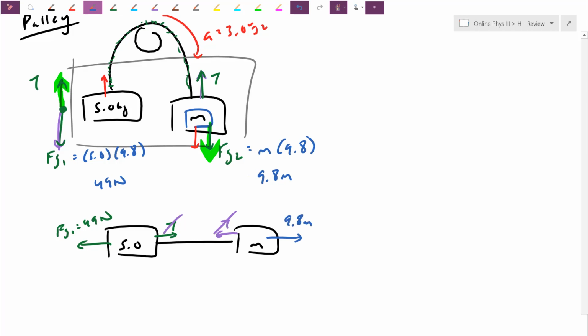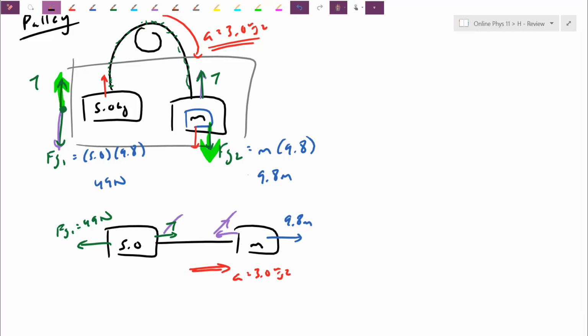Let's take a look at the answer. Well, the answer is it accelerates 3 meters per second in favor of the FG2 side. So because I know the answer, the acceleration is this way. To avoid worrying about negative accelerations, we always just go bigger minus smaller.